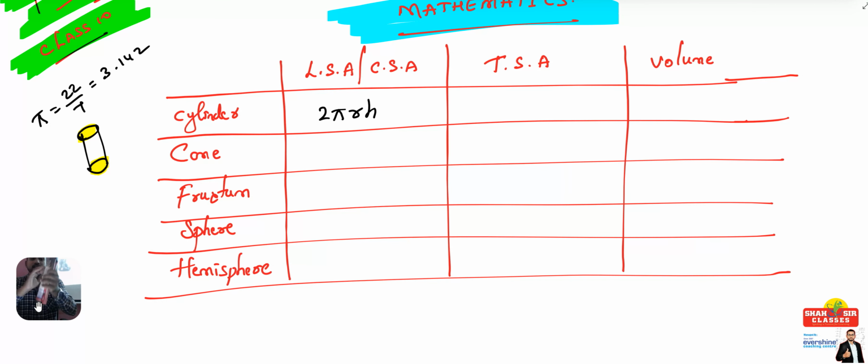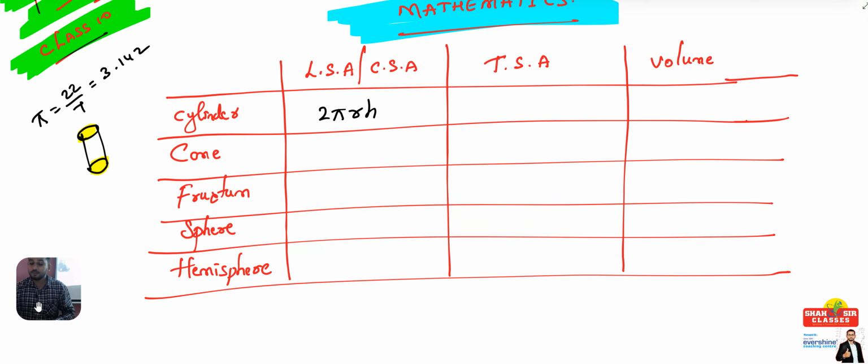Total means what? This surface plus both these surfaces, this top along with this bottom one. Now this is in the shape of what? Cylinder. This is in the shape of a circle, isn't it? What is the shape? Circular shape. We have two circles, one circle here and one more circle here. We have two circumferences. This is nothing but the circumference of a circle. So we have to add two circles with the lateral surface to get the total surface.